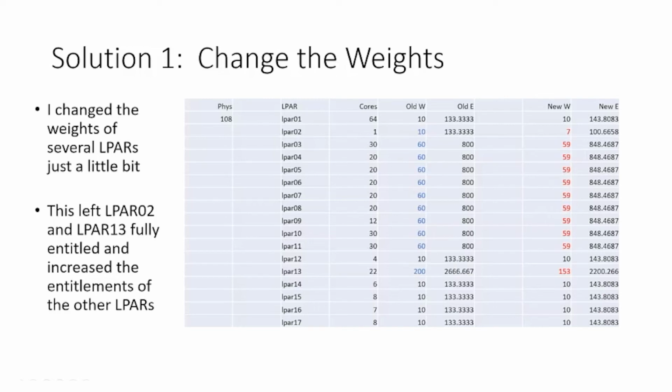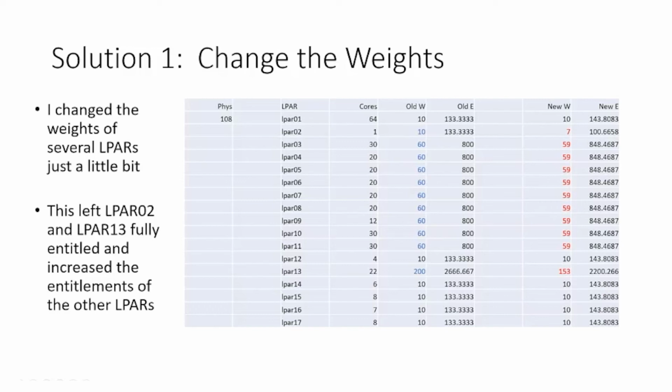So what I did was I just made some very small changes to the weights on this CEC. I changed that 200 weight to 153. I changed all those 60 weights to a 59. I changed that 10 weight to a 7. And look at the result. LPAR 2 is still fully entitled. It has 1 core and entitlement of a little over 100, so we didn't change the dispatch experience for LPAR 2. Similarly, down here at LPAR 13, it has 22 logical cores and the entitlement is right about 2200. So every logical core in there is going to be a vertical high, just as it was before.